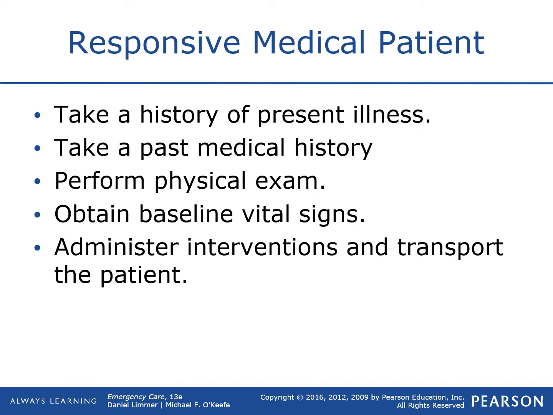So assuming that our patient is responsive, you again want to learn your history of present illness. You want to learn their past medical history. You want to do your physical exam and focus in on the area that they are complaining about. Obtain your baseline set of vital signs. And then, once our assessment is completely over, you want to administer interventions that you deem appropriate for what you found, and then transport the patient to the hospital for further evaluation and care.